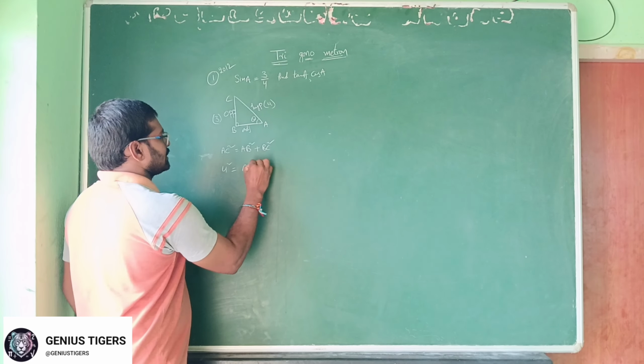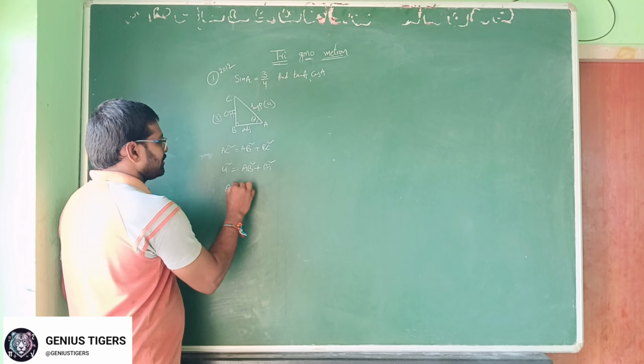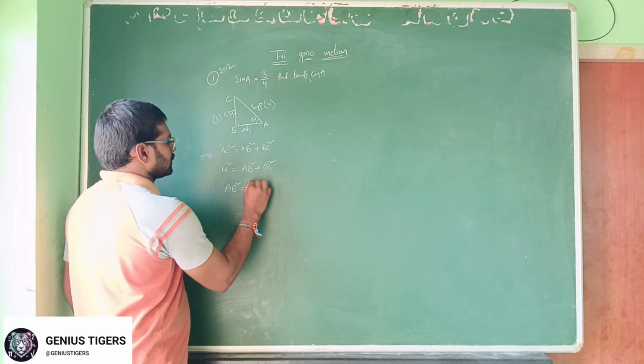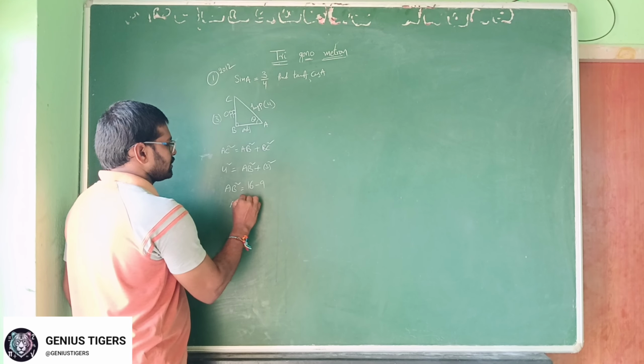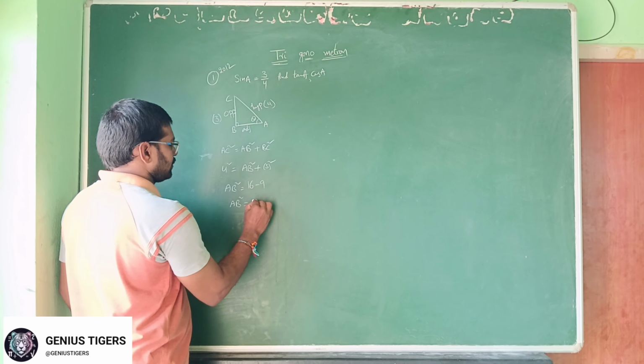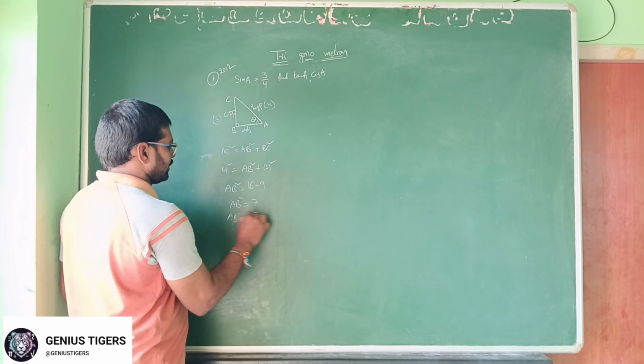We don't know AB, the adjacent side. AB square plus BC square, that is 3 square. Now I want AB square. Here 4 square is 16, plus 3 square transposed to that side is 9. Now AB square is equal to 16 minus 9. How much, Nana? 7. Now AB is equal to root 7.